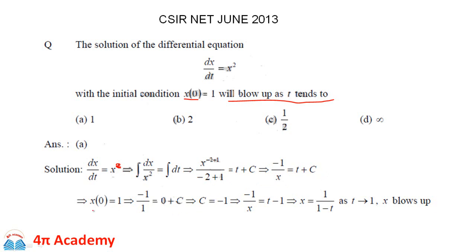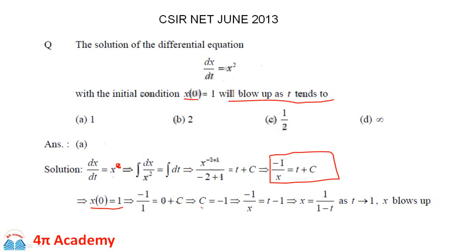Since the given condition is that x of 0 is equal to 1, if I put the value of t as 0, then the value of x will be equal to 1. So for this solution, that will be minus 1 divided by the value of x, which becomes 1 for t equal to 0. So minus 1 by 1 is equal to 0 plus c. It implies that c is equal to minus 1.